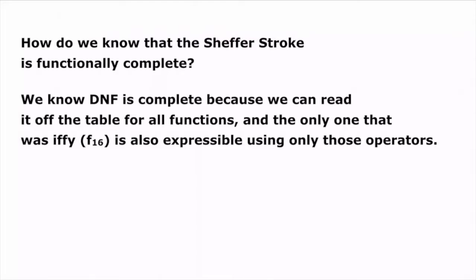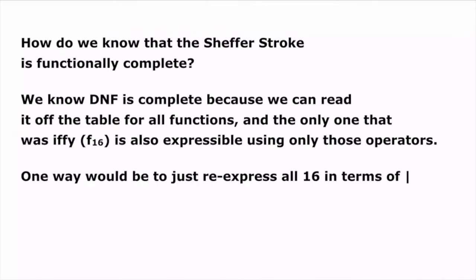We knew it was functionally complete because I introduced it in a way that made it clear how we could re-express all 16 functions. The only one that was a little bit iffy was F16, the one on the end, which was all false. I showed you how to do that one too, in a way that still only used those 3 operators. So one way you could show that any set of operators is functionally complete is just to re-express all 16 functions with just those operators. One way to do it is to express each function with a Sheffer stroke, which you can do.